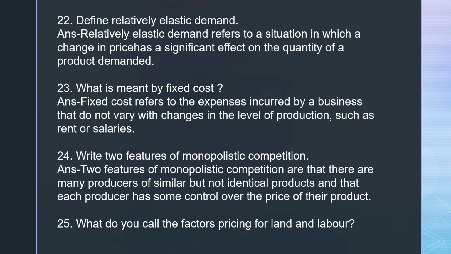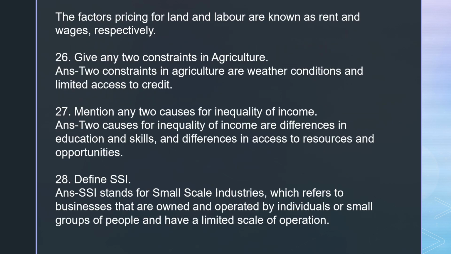24. Write two features of monopolistic competition. Two features of monopolistic competition are that there are many producers of similar but not identical products, and that each producer has some control over the price of their product. 25. What do you call the factors pricing for land and labor? The factors pricing for land and labor are known as rent and wages, respectively.